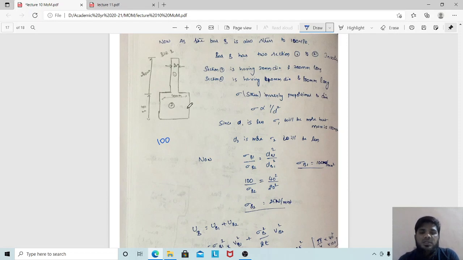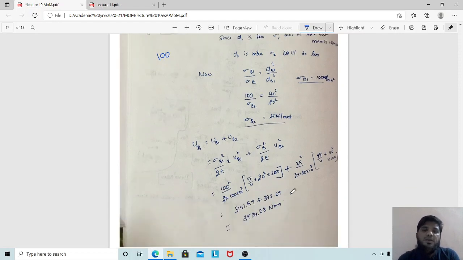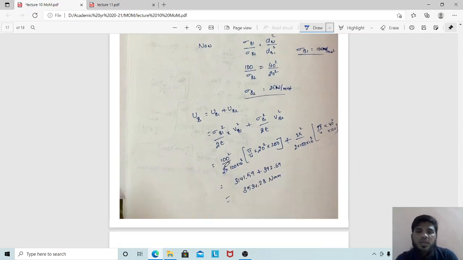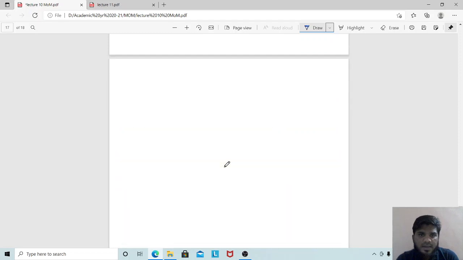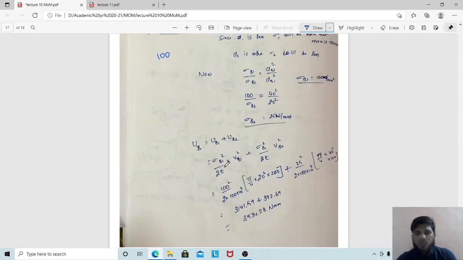Only difference in this is that the volume is going to be changed. Initially the volume was different, here the volume will be different. So volume is pi by 4 d square into length. Initially the small diameter length is 100 mm itself, here it is 200 mm. Okay, so with that, yes, 200 mm. So with that we are able to solve the problem.